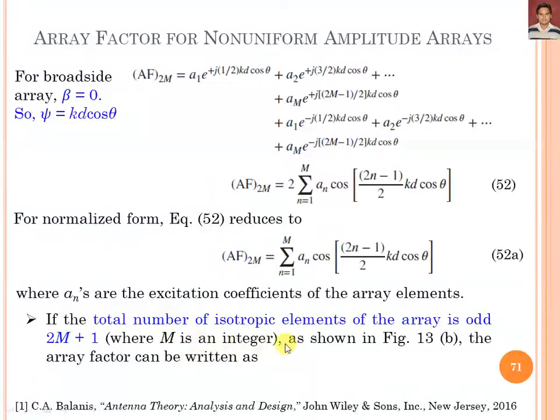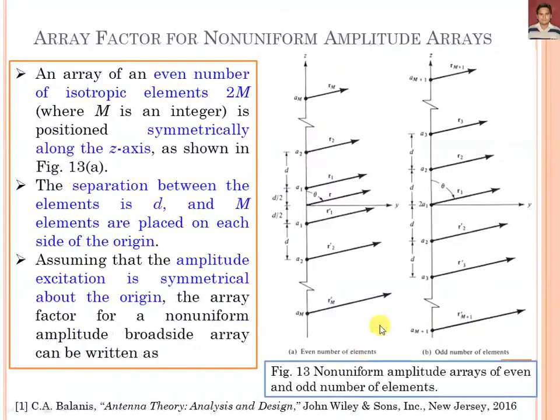If the total number of isotropic elements of the array is odd, 2m plus 1, where m is an integer, as you can see in this figure, we put one element at the origin, and then m elements above the origin and m elements below the origin. The central element has the amplitude coefficient twice a1, and the other elements have a2, a3, and so on, and the spacing between the elements we are considering as d.